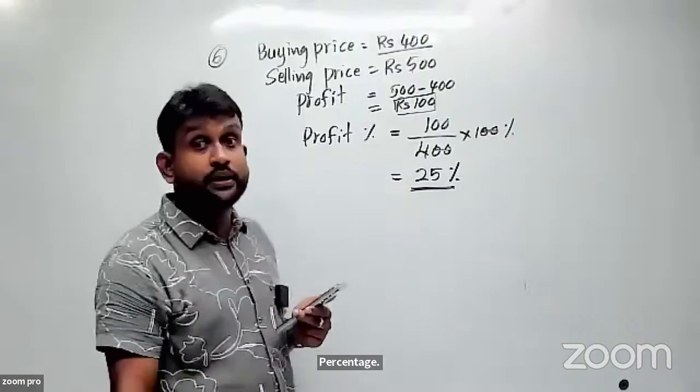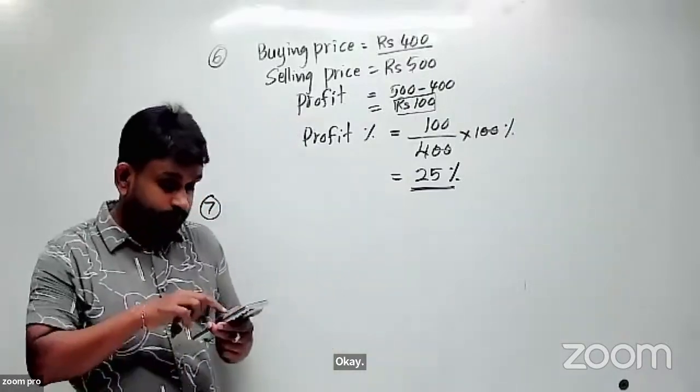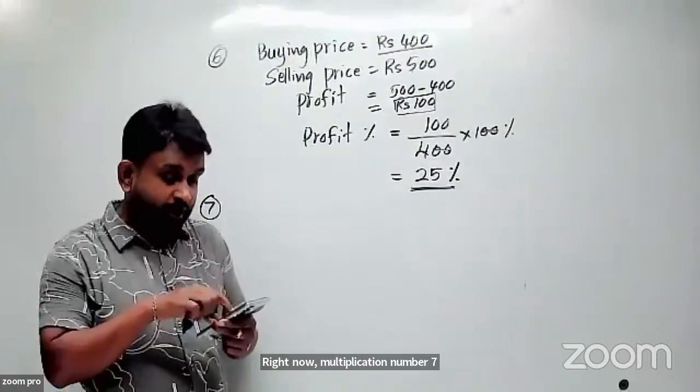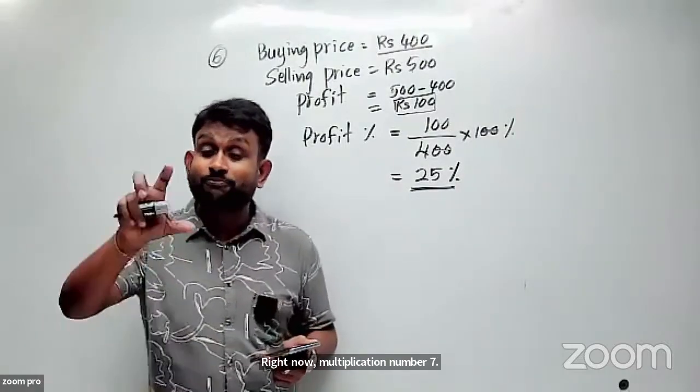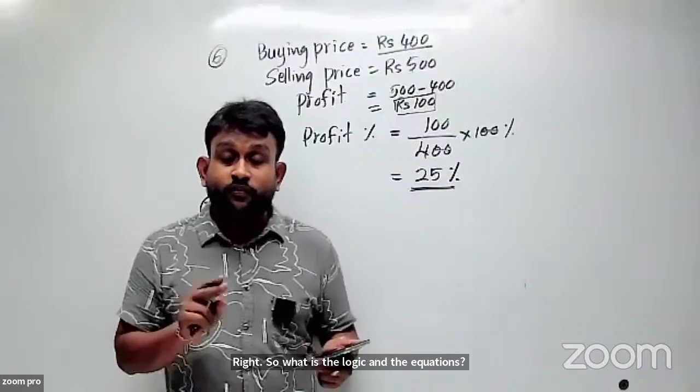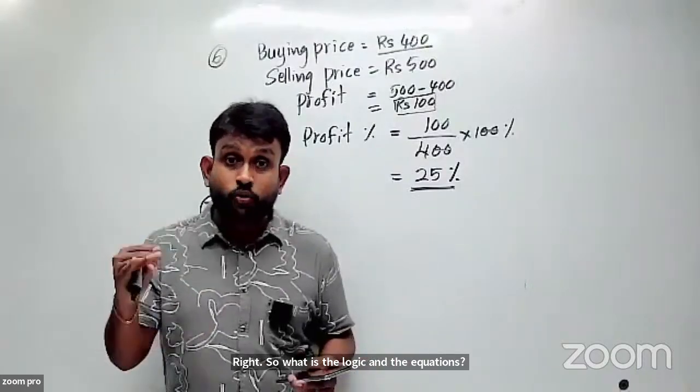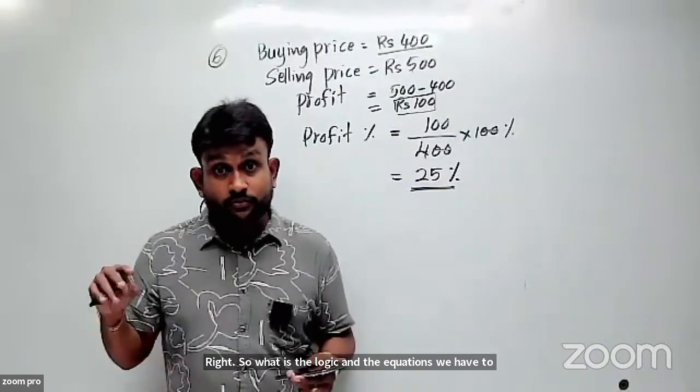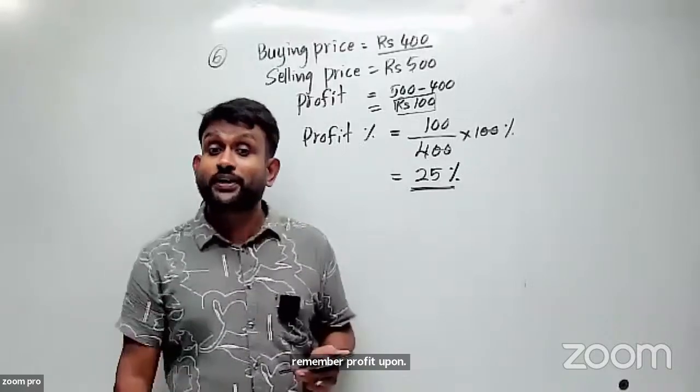Now move to question number 7. So what is the logic and the equation we have to remember? Profit percentage equals profit upon the buying price. To make a percentage, you multiply by 100%.